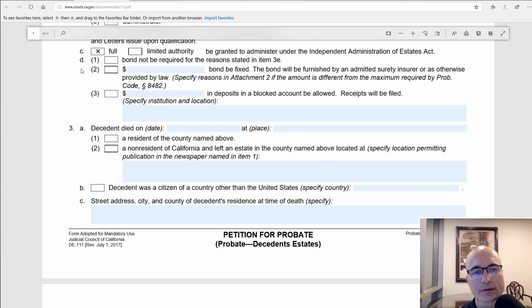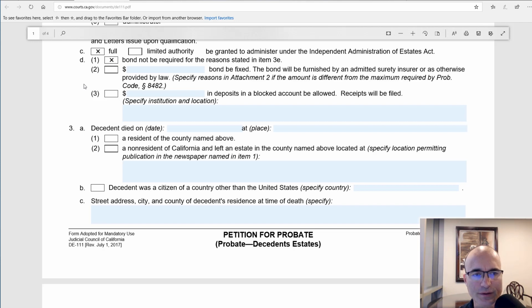Next is a bond. So a bond is kind of like an insurance policy that ensures that the executor doesn't steal any money from the estate. And if the executor does steal money from the estate, then the beneficiaries can be paid back that money from the bonding company. For that reason, you almost always want your executor to have a bond because it's just safer for the beneficiaries. But a lot of wills will waive bond because they don't want the estate to have to pay for the cost of that bond. Although, quite frankly, most bonds are not that expensive, especially considering the protection that you receive for them. But if your will waives bond, then you would check there.